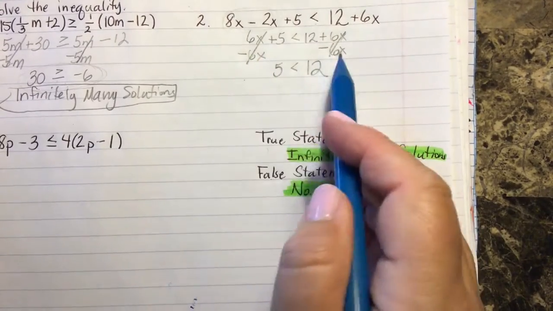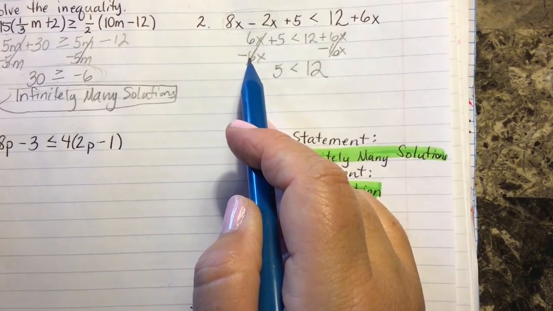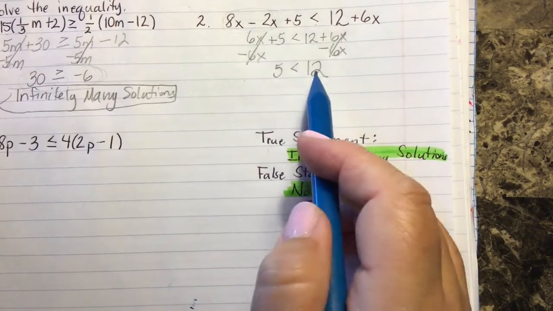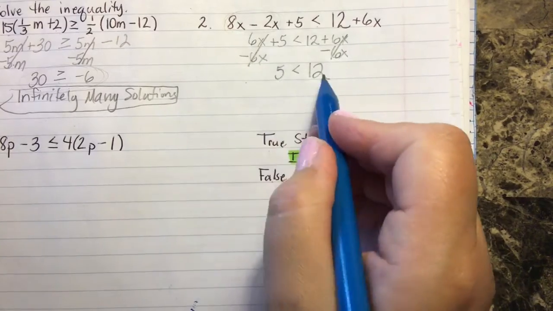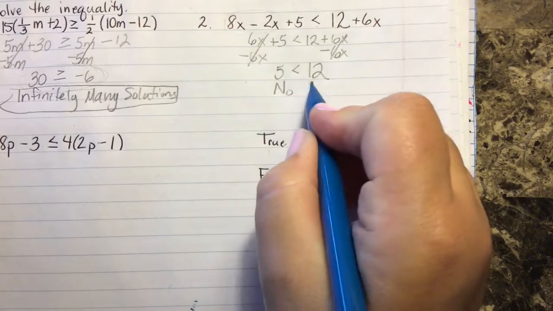So when your variable cancels out, you look at the statement that remains. 5 is less than 12. Is that a true statement or is that a false statement? 5 is not less than 12, so that's a false statement. Therefore, my answer is no solution.